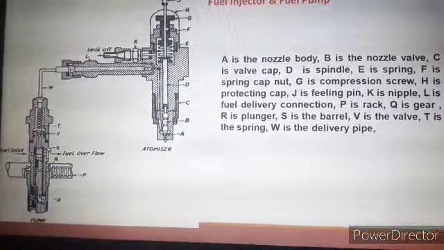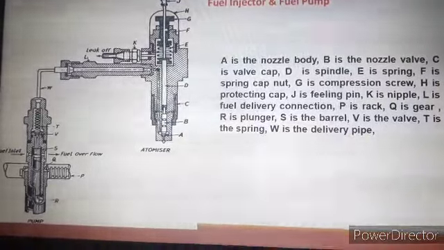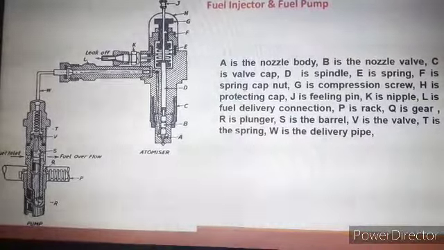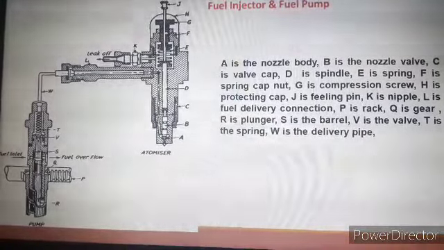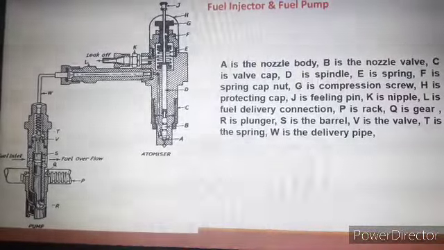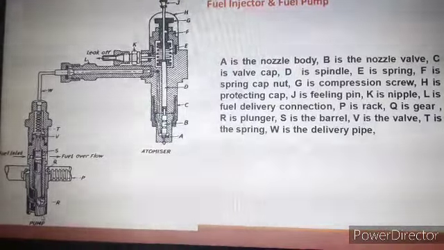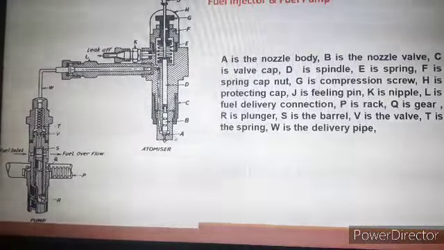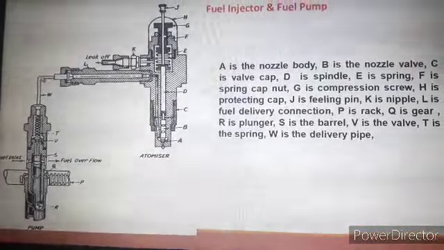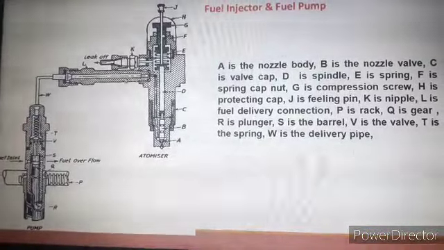Here R is the plunger, which is similar to our piston arrangement. S is the barrel, and V is the valve, which operates as per the spring. The quantity of fuel that is taken from the fuel tank is sent through the pump to the nozzle and then to the cylinder. That fuel is taken to the nozzle through the pipe W.